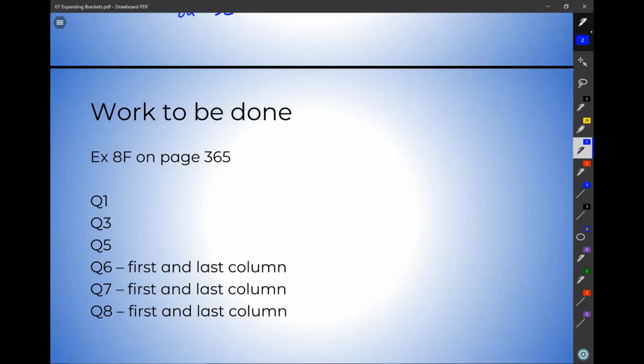Okay guys, now you're going to go to page 365 of your textbook. You'll answer question 1, 3, and 5, the full question, and then for questions 6, 7, and 8, I just want you to do the first column and the last column. There are 4 columns of questions. You just choose the ones on the left and the ones on the right. Leave out the 2 columns in the middle.